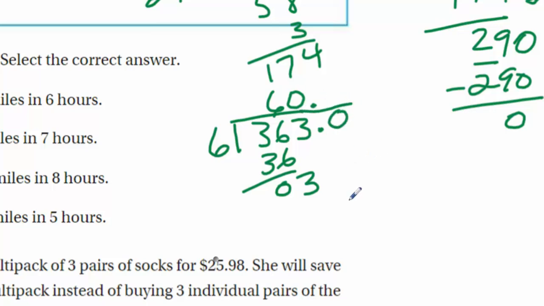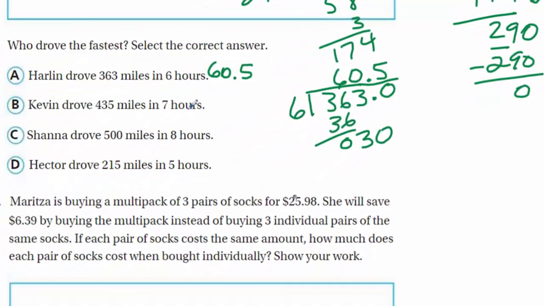Let me extend my line. Now bring my 0 down. You can see, this one here is going to be 60.5 miles per hour. We're taking our miles divided by how long it took them. 7 goes into 43, 6 times, which is 42. I subtract, I get 1, bring down my 5. 7 will go into 15 twice.